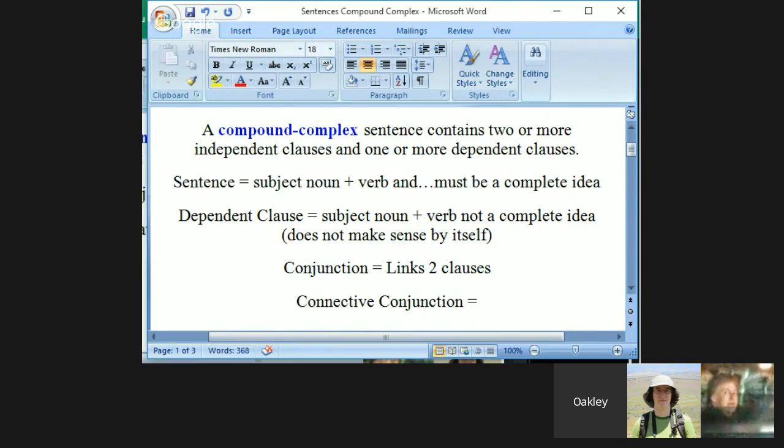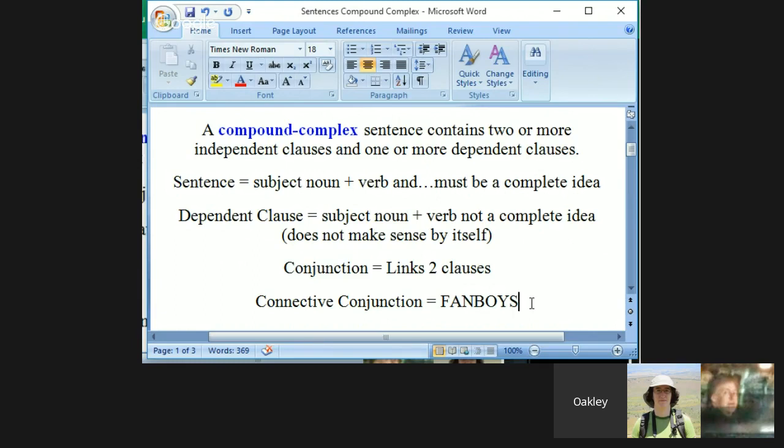Do you know any connective conjunctions? And? Very good. You got it. And, but, yet, so. In fact, we can use a mnemonic or memory device, FANBOYS. FANBOYS stands for, represents as an acronym for: for, and, nor, but, or, yet, so. There are 7. And that's what they are.